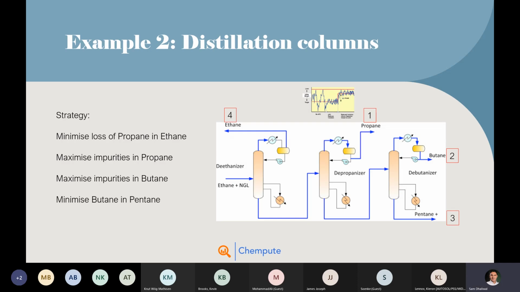In this situation, the strategy would be to minimize the loss of propane in the ethane. So we want to minimize the amount of propane going here. We want to maximize the amount of ethane going here, because, as you saw in the previous few slides, we want to maximize this impurity to whatever is the allowable limit, because then we are selling ethane as propane. And the same on the debutanizer side, where we want to maximize the pentane in the butane and minimize the butane in the pentane. So this is a typical type of strategy.